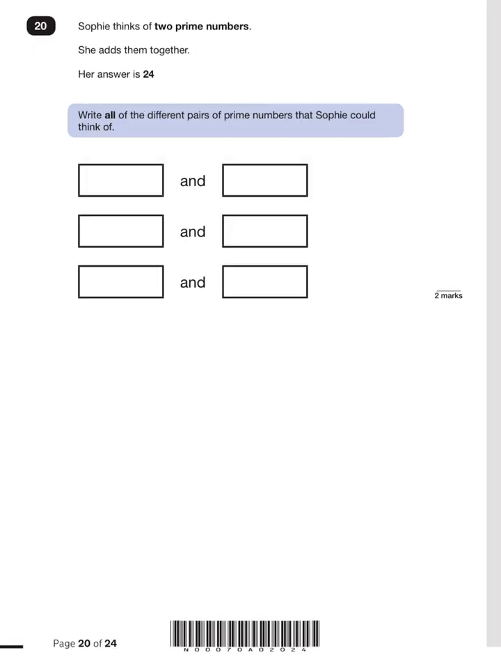Number 20. Sophie thinks of two prime numbers. She adds them together. Her answer is 24. Write all of the different pairs of prime numbers that Sophie could think of. So he wants all of the different pairs of prime numbers that Sophie could think of. She's thinking of two prime numbers added together to make 24. So we're thinking of our prime numbers.